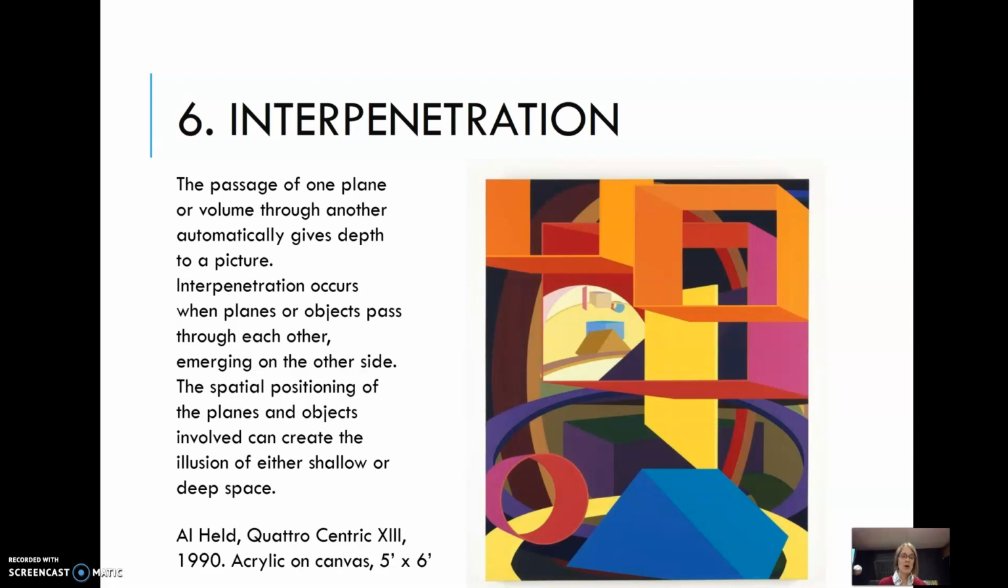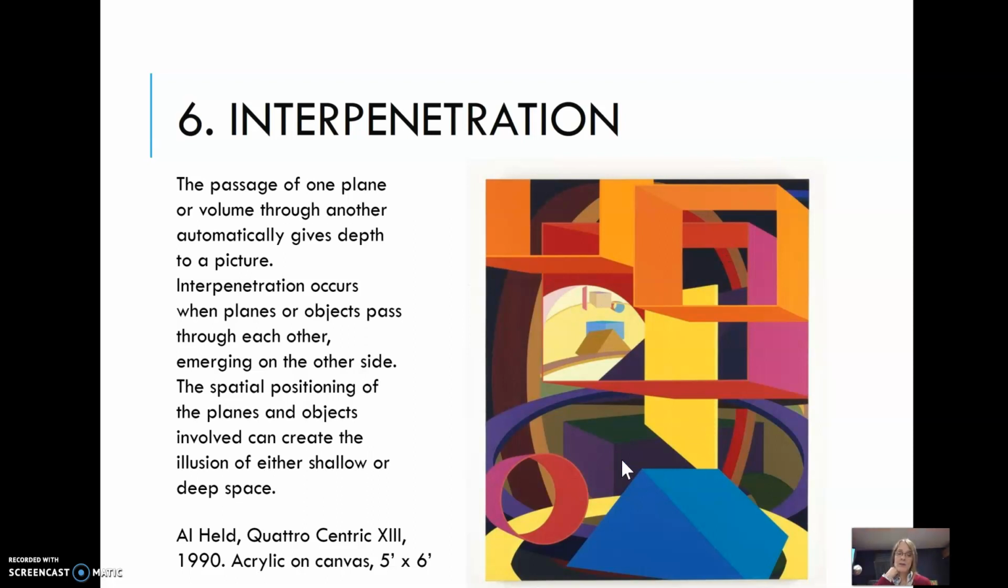This is an artwork by Al Held. It's called Quatrocentric number 13, and this was created in 1990. We see some different forms. We see what looks like a box. We see the side edge, the bottom edge, and inside the box, because there's not a front or a back to the box, we can see other similar forms behind it, floating in space.